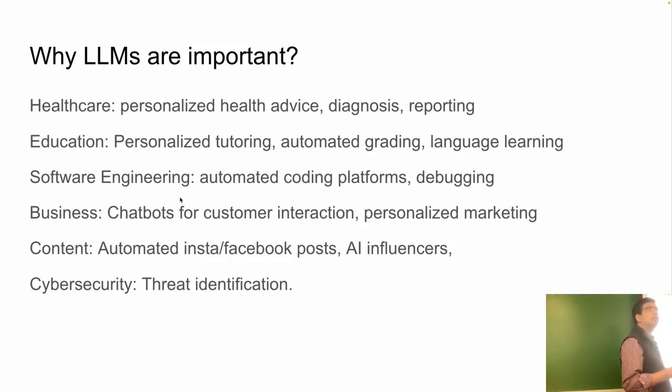In software engineering, there are a lot of systems which can write software by themselves. You just give them a command, tell them what software you want written, and then it can write the code. You can also debug a large piece of software. You can feed in the software and ask what the bugs are, and it can tell you where the bugs are.